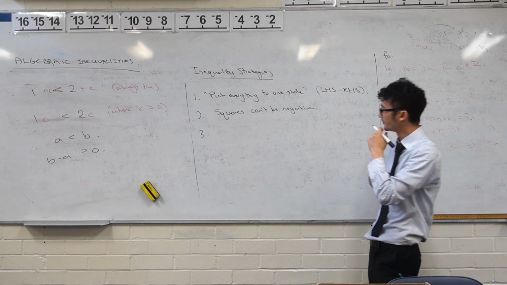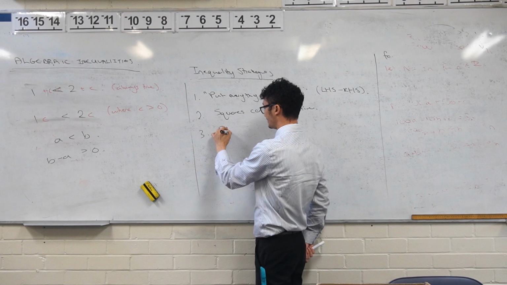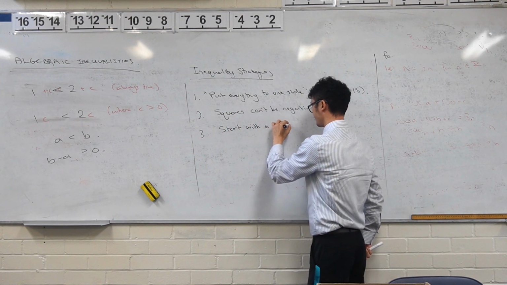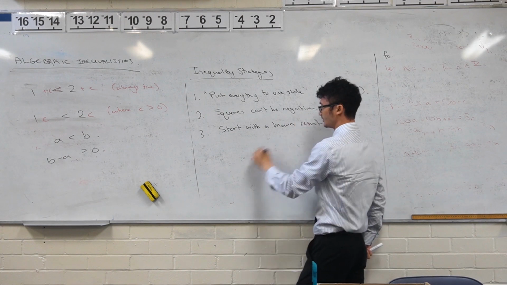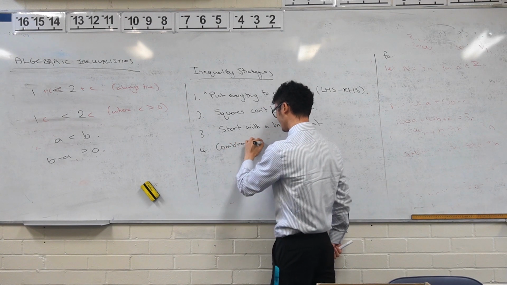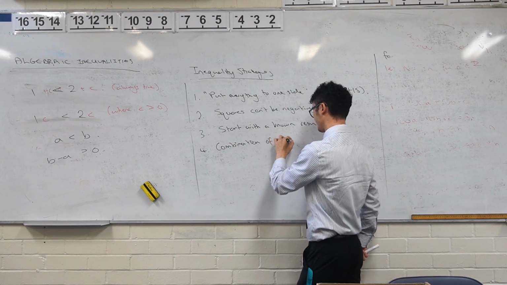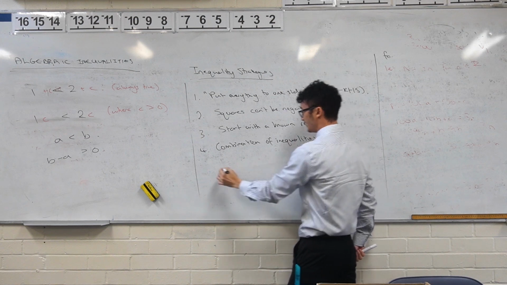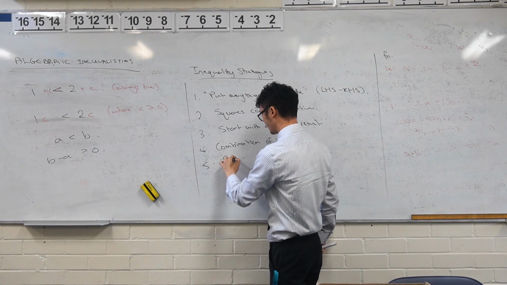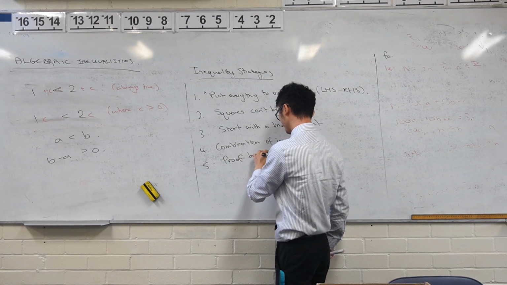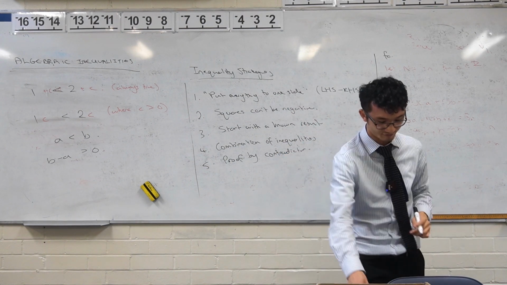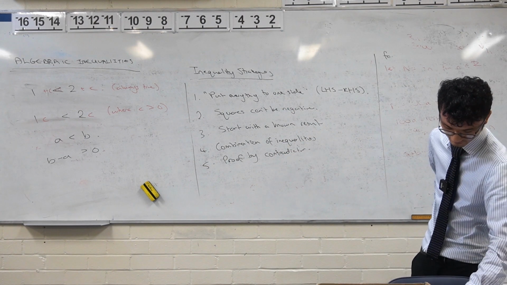And three other ways: you can start with a known result. You can use a combination of inequalities. And from the previous ones as well, you can use a proof by contradiction, tying in all these different methods. Okay, five different ways. We're going to focus on the first two today, and then we'll see how far we get.